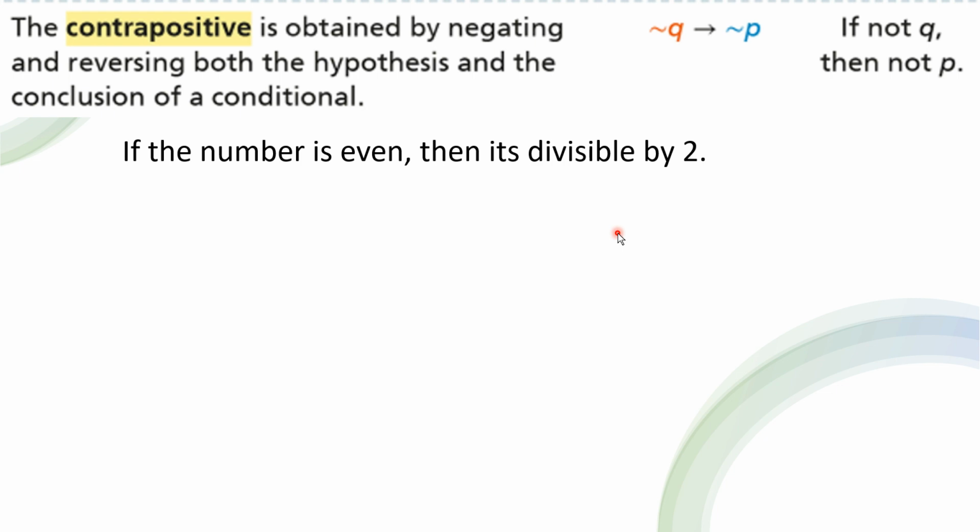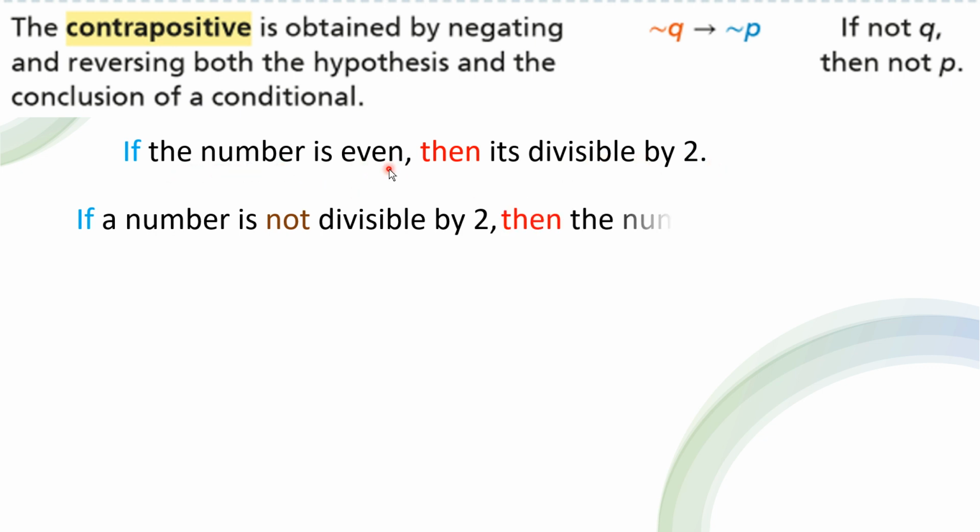If a number is even, then it's divisible by 2. So let's go ahead and swap. Find the if, find the then. In this case, it does have it. If, then. So just swap and negate. If a number is not divisible by 2, then the number is not even. This would be a case of a true statement, because in order for it to be even, it has to be divisible by 2. All right. Pretty simple, pretty straightforward.